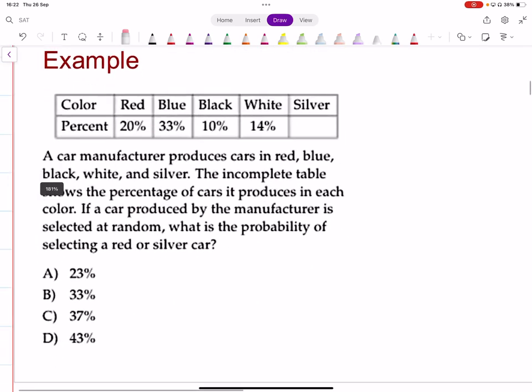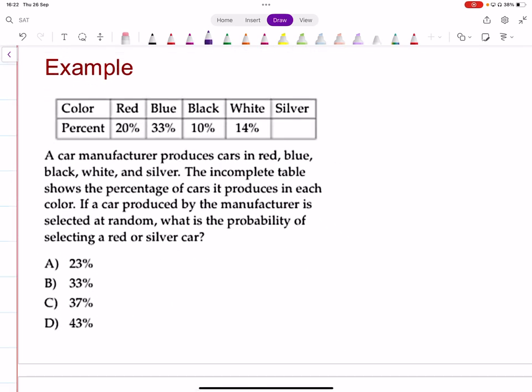Let's have a look at this now. A car manufacturer produces cars in red, blue, white, and so on. The incomplete table shows the percentage of cars it produces in each color. If a car is selected, what's the probability of selecting a red or silver car?